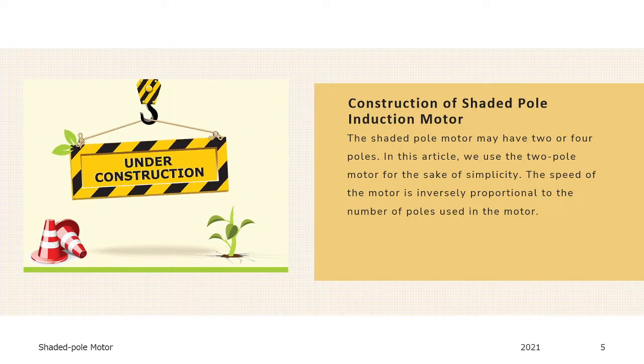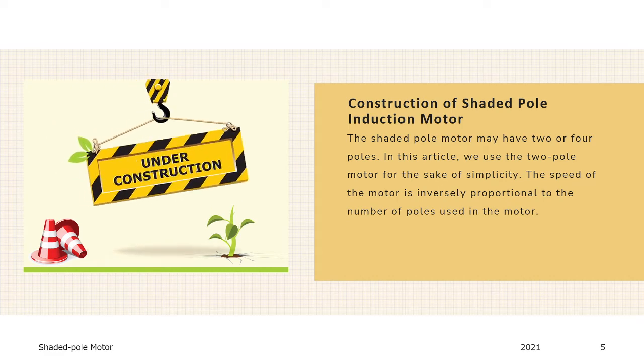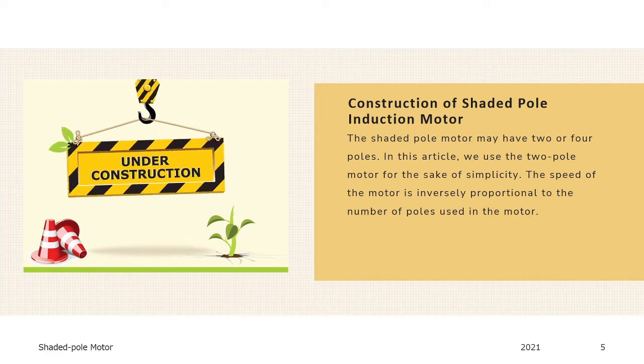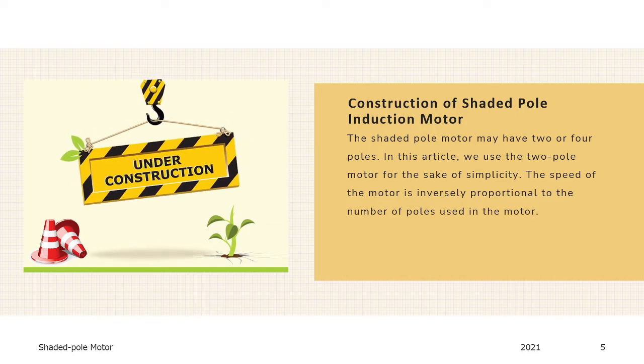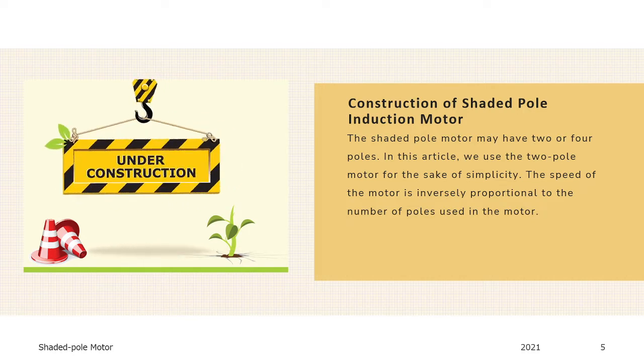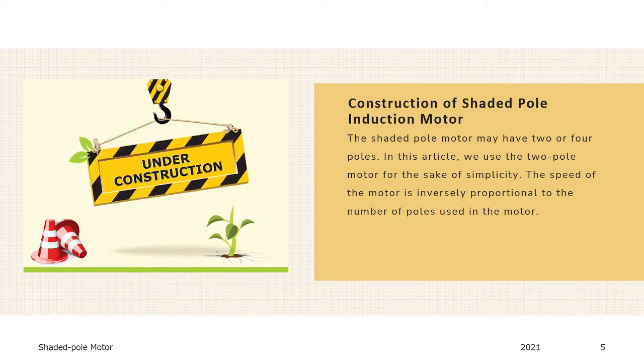Construction of shaded pole induction motor. The shaded pole motor may have two or four poles. In this article, we use the two-pole motor for the sake of simplicity. The speed of the motor is inversely proportional to the number of poles used in the motor.